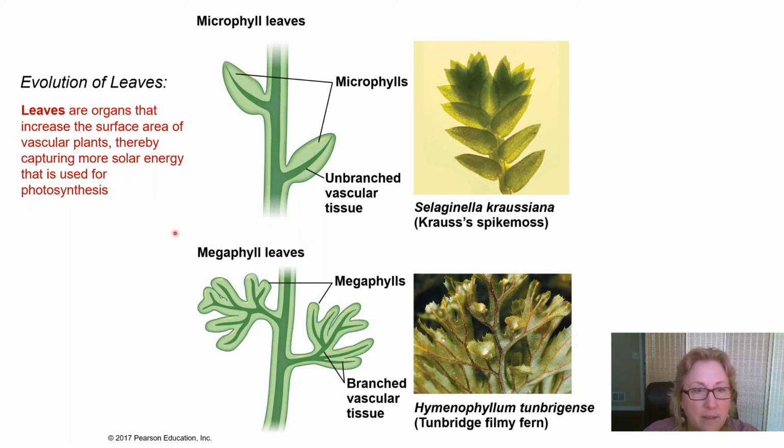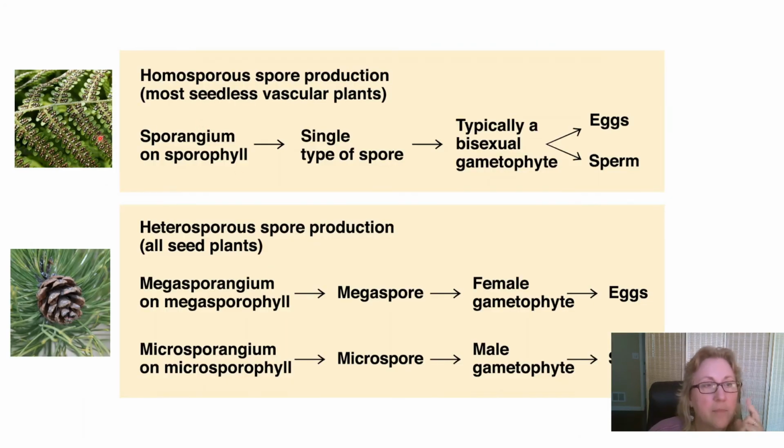And within the non-seed vascular plants, the most primitive vascular plants, we find both types of leaves. Ferns are what we call homosporous, meaning that the spores that are produced, so here we see the root homo, meaning the same, like in homozygous, and spore, so all the spores are the same. That's what that means. Homosporous means all the spores are the same. And those spores grow into a gametophyte that can produce both eggs and sperm.